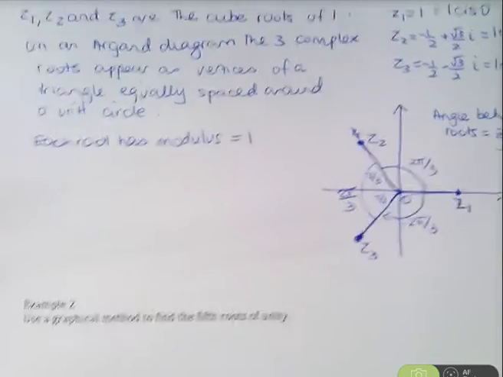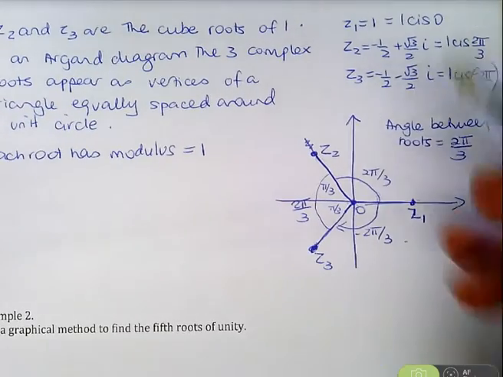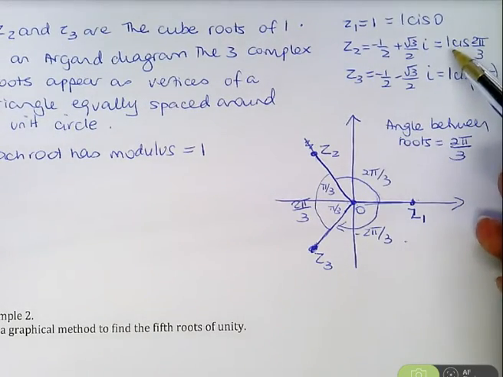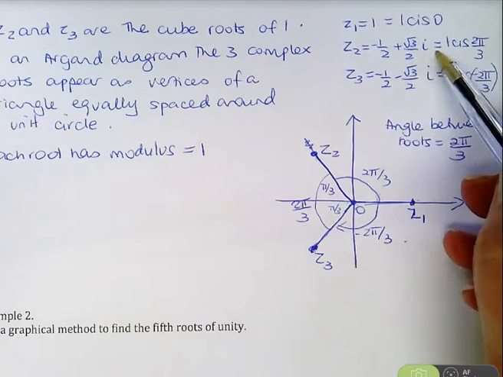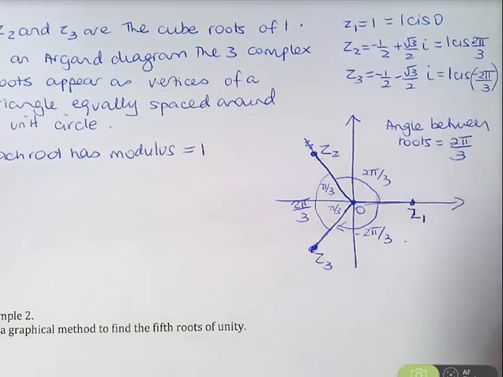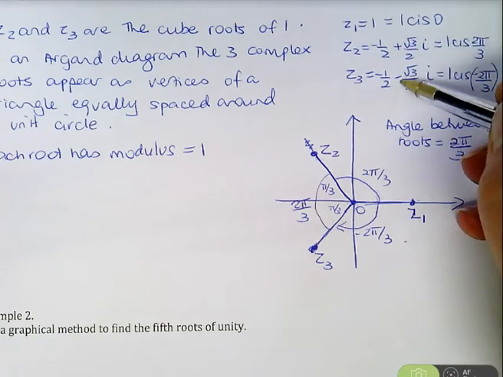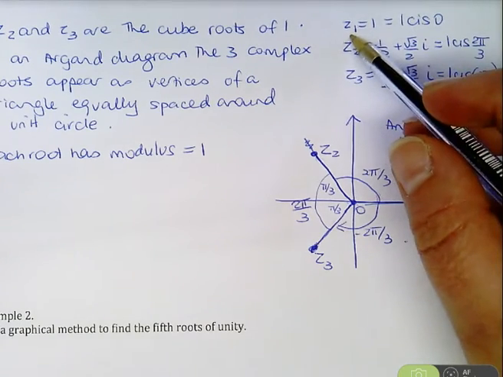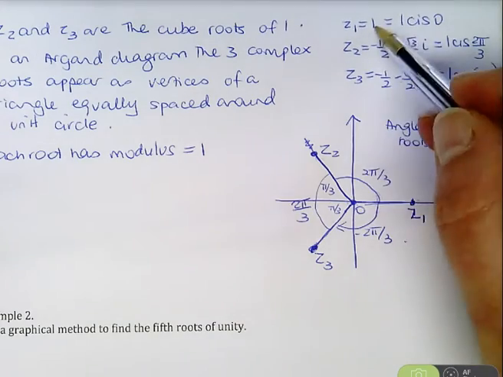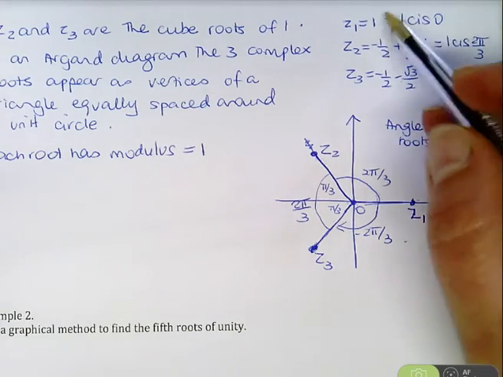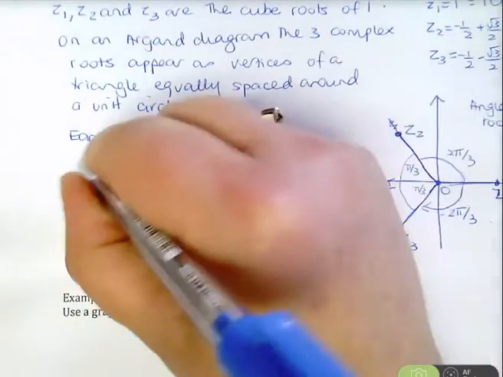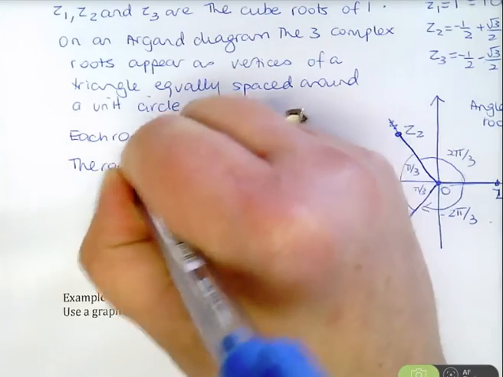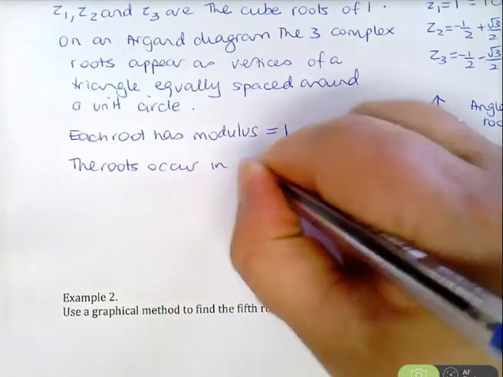The other thing to notice, if you just look at the roots, is that they occur in conjugate pairs. So look at Z2 and Z3: Z2 is negative a half plus root 3 on 2 i, Z3 is negative a half minus root 3 on 2 i. They're conjugate pairs. But you might say Z1 doesn't have a conjugate pair, but it does, because, we'll write it over here. So notice that the roots occur in conjugate pairs.